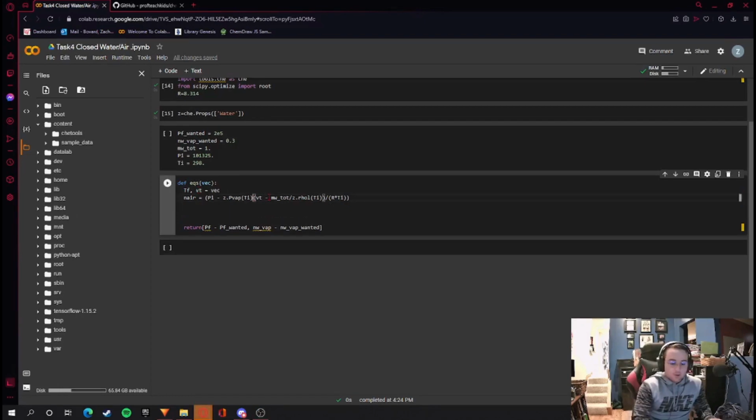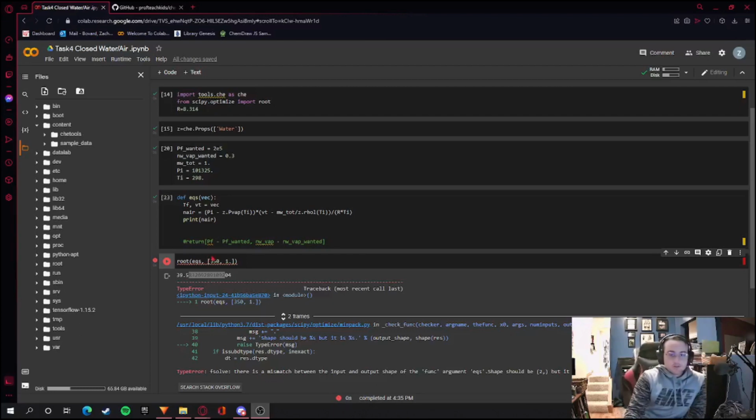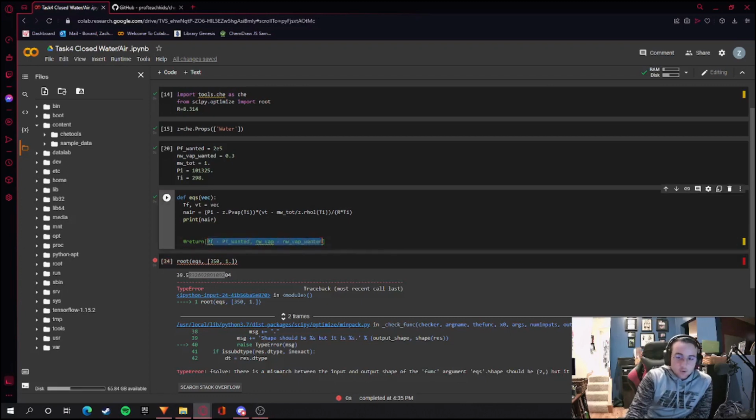Quick typo, this minus sign should be a multiplication sign. Sorry. So rewatching the video where I explained the return statement, I don't think I explained it all that well. But basically we have two equations. These are our two equations, and these are our two unknowns.